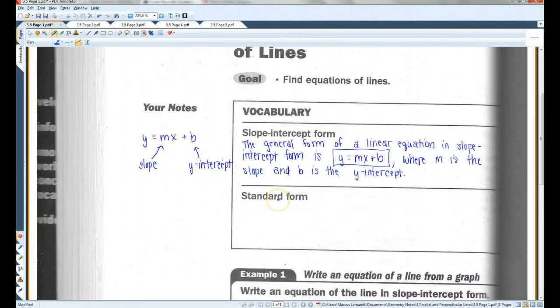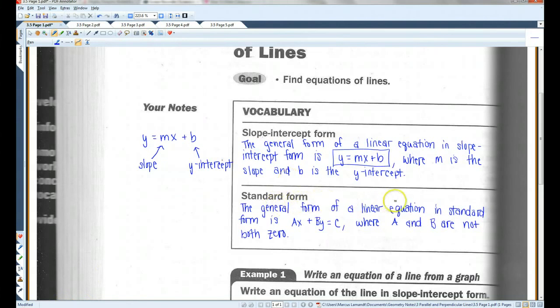Another form you're going to see a lot is standard form. The general form of a linear equation in standard form is ax plus by equals c, where a and b are not both 0. You will frequently be given equations in this form, and you will have to convert them into slope-intercept form. So it's good to be familiar with both of them. We will be using this one a lot more than this one.